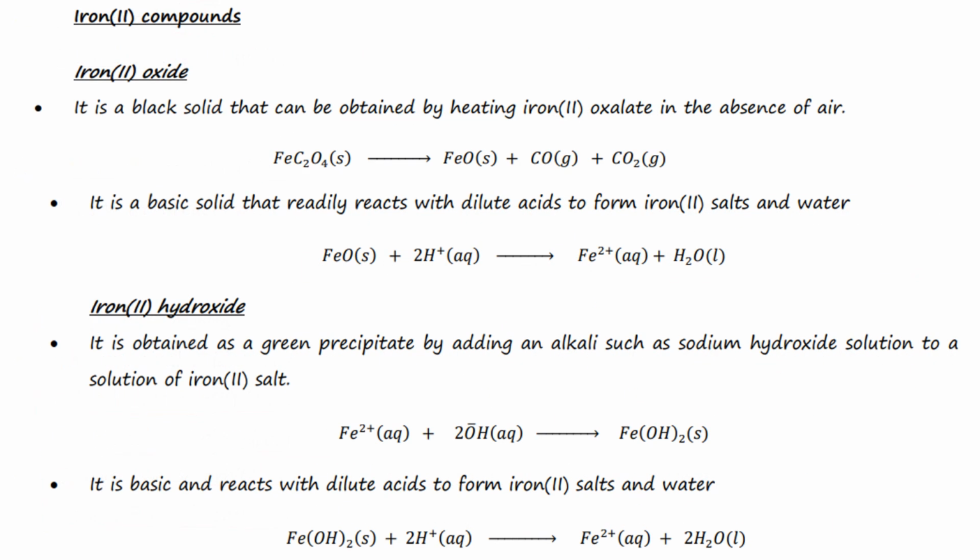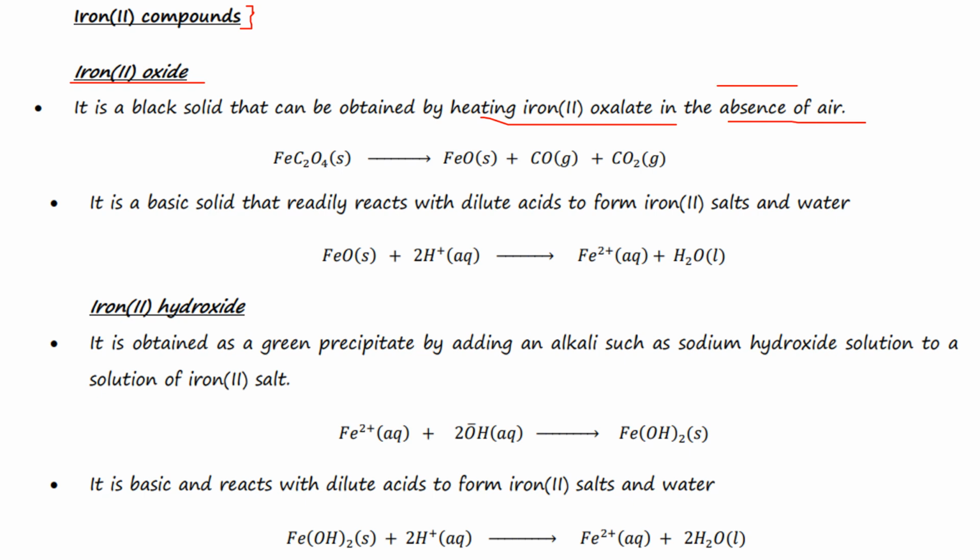Now let's start with the iron 2 compounds. We're going to start with iron 2 oxide. Let's look at how it is formed and which elements we can achieve it from, together with its reactions. We're going to say that iron 2 oxide is a black solid that can be obtained by heating iron 2 oxalate in absence of air.